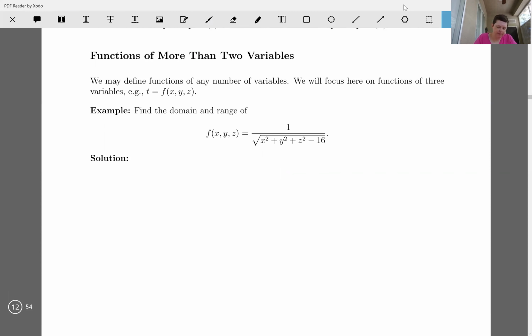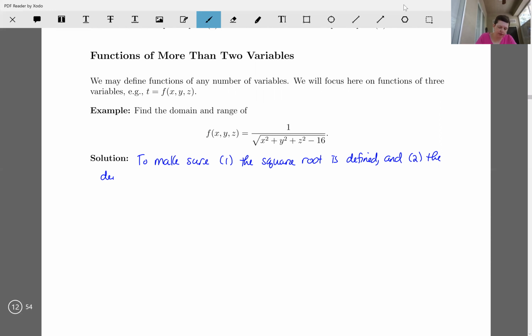So to make sure that 1, the square root is defined, and 2, the denominator is not zero. Well, it's going to be positive because it's a square root. What are we going to need? We're going to need x squared plus y squared plus z squared minus 16 positive, or in other words, x squared plus y squared plus z squared is bigger than 16.